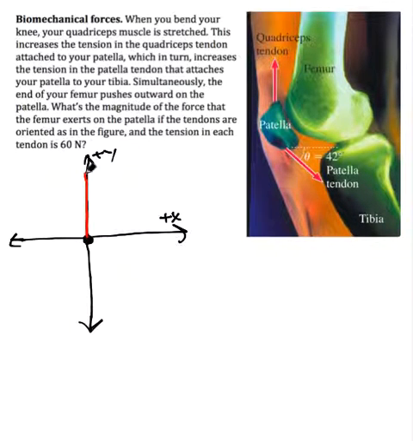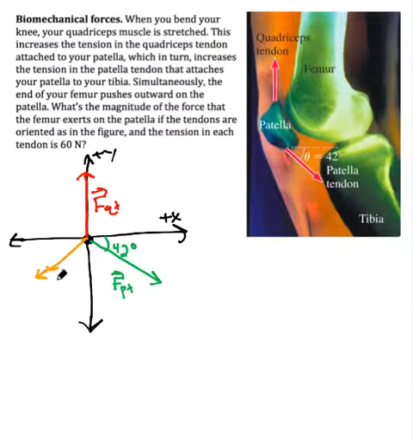So we can see that the force of the quadriceps tendon, which we'll call FQT, is oriented like so. And then we'll put in the force of the patellar tendon, FPT, oriented like so. And that's 42 degrees below the horizontal. And then now the force that we want to know something about, which is our F femur. And that's going to be going off something like this, but we don't really know exactly what's going on with it. So that's what we want to figure out.